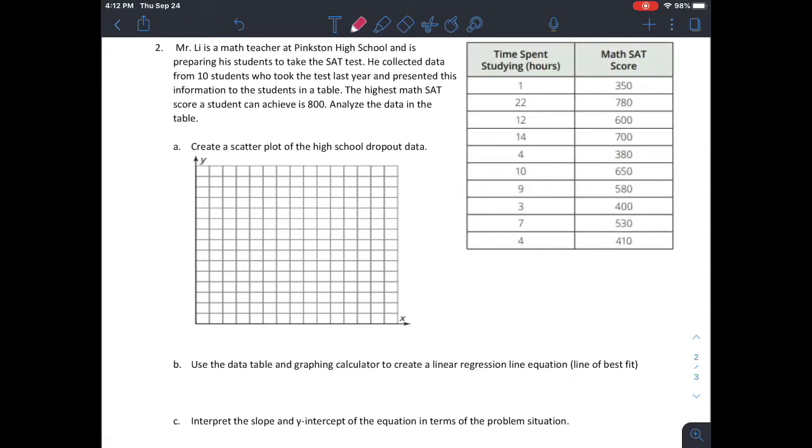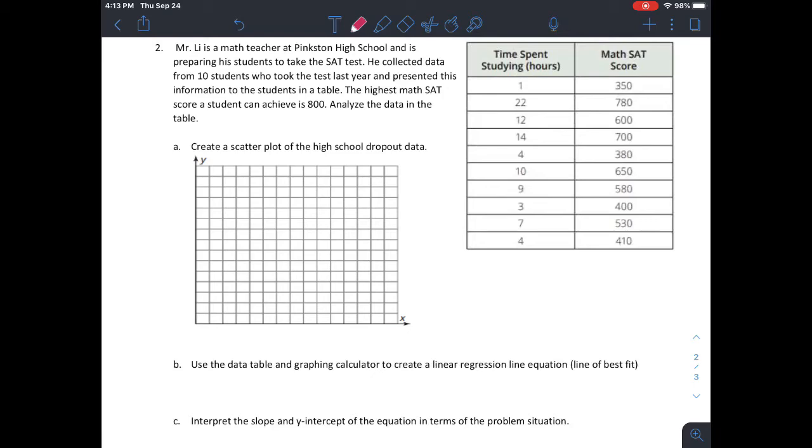Mr. Lee is a math teacher at Pinkston High School and is preparing his students to take the SAT test. He collected data from 10 students who took the test last year and presented this information to the students in a table. The highest SAT score a student received was an 800. Analyze the data in the table.